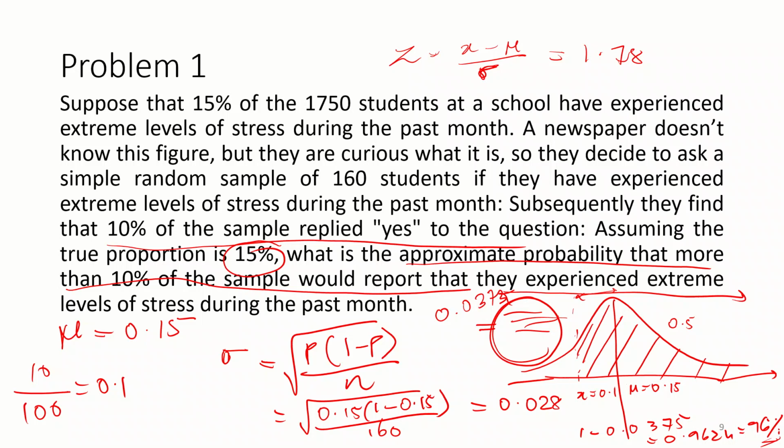Sir, actually x is 0.1 and the mu is 0.15, so it should be a negative value, no sir? Yeah, but anyway, Z is a modulus. Z will be negative, actually. From 1.78 we have to take from the Z table, sir. But anyway, positive or negative, you take the modulus, so you have to take it. Okay.